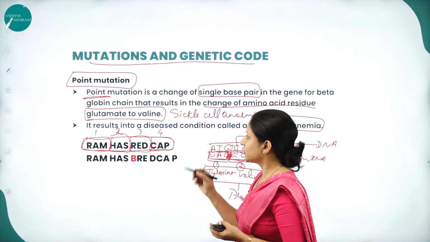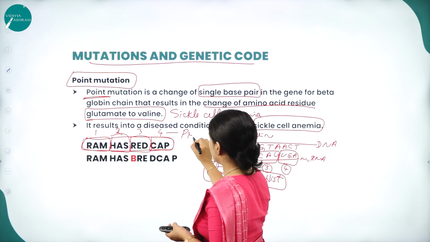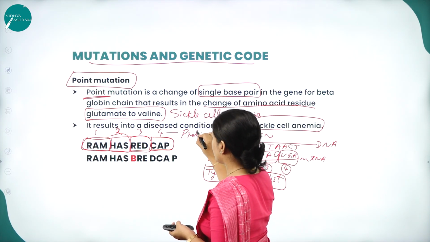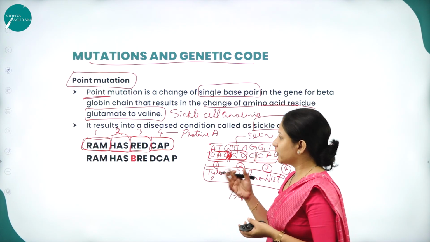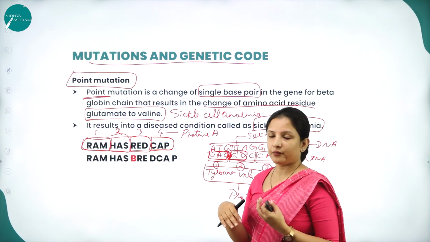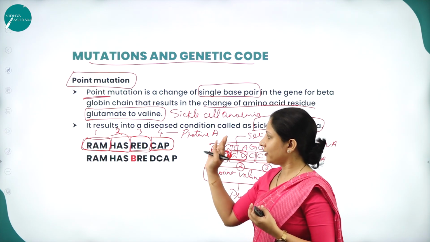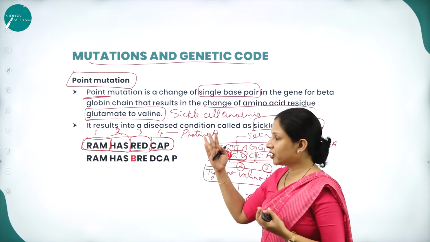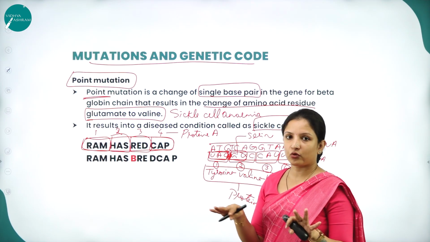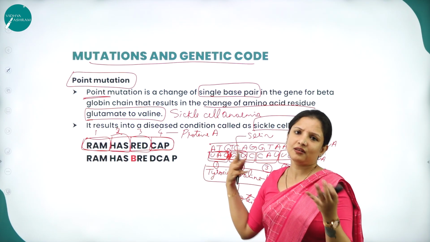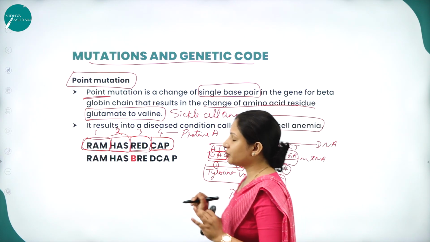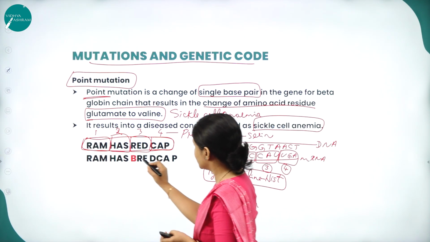Say for example, it is producing a type of protein, and I'll name it as protein A. Because Ram will produce one kind of amino acid, has will produce one, red will produce one, cap will produce one. Therefore, it will produce a particular protein. That chain of amino acids will produce a particular protein. Let's say protein A. Now here point mutation has happened. Can you see here?